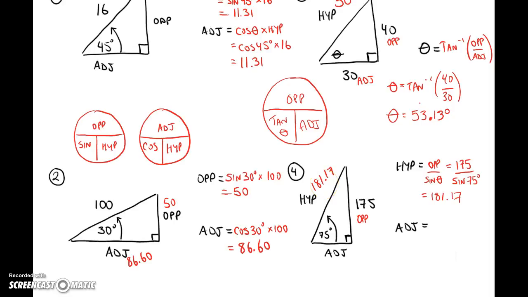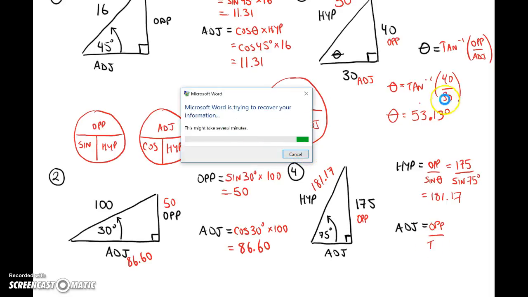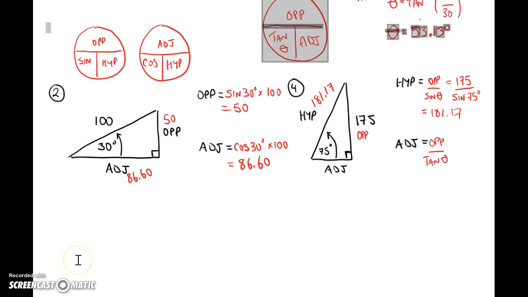Okay, now we got two sides of the triangle. We could use Pythagoras, but let's keep using the values that were given, the 75 and the 175. So if we're looking for the adjacent, and we have the opposite, then we're going to have to make use of tan. So the adjacent is going to be equal to the opposite over tan of the angle, so that's going to be equal to 175 over tan of 75.